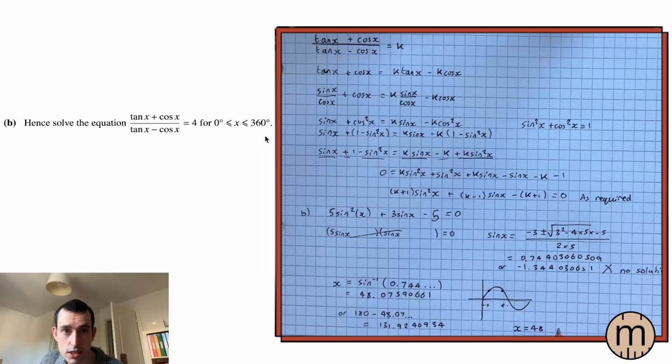Just looking back to the question, it doesn't mention rounding it or anything, so I'm just going to do 3 significant figures to be safe. So 48.1 or 132 degrees for another 4 marks. 8 marks in total, which I think is actually not too bad.